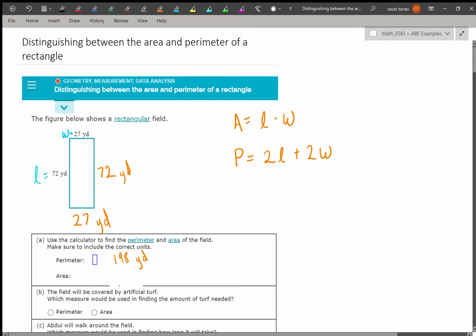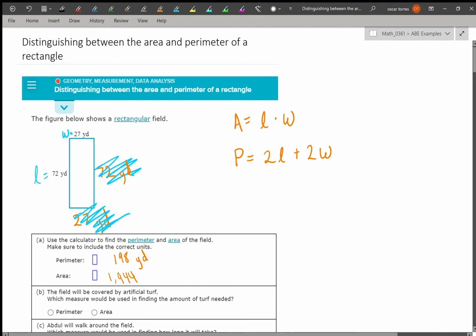So when we're dealing with area, notice that there's no 2 L's or 2 W's in the formula. That means we can basically ignore these extra values that we wrote down because I don't want them to confuse me. Now all I have to do is multiply these values together. Multiply 72 times 27, and we end up getting 1,944.